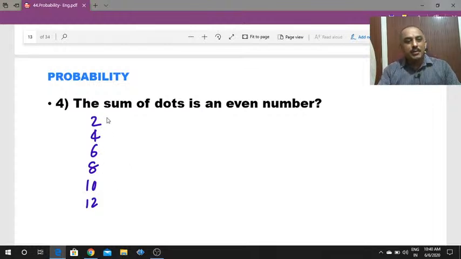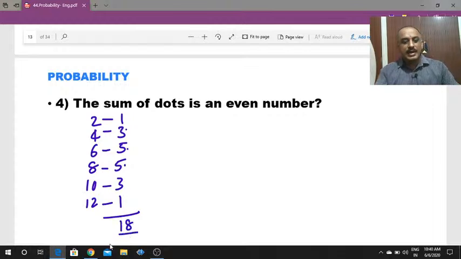Now, how many possible outcomes are there? Sum of dots 2, number of possible outcomes is 1. Sum of dots is 4, number of possible outcomes is 3. Sum of dots is 6, number of possible outcomes is 5. Sum of dots is 8, number of possible outcomes is 5. 10, 3. 12, 1. Find the sum: 5 plus 5, 10. 1 plus 3, 4. 3 plus 1, 4. So total 18. 10 plus 8, 18.